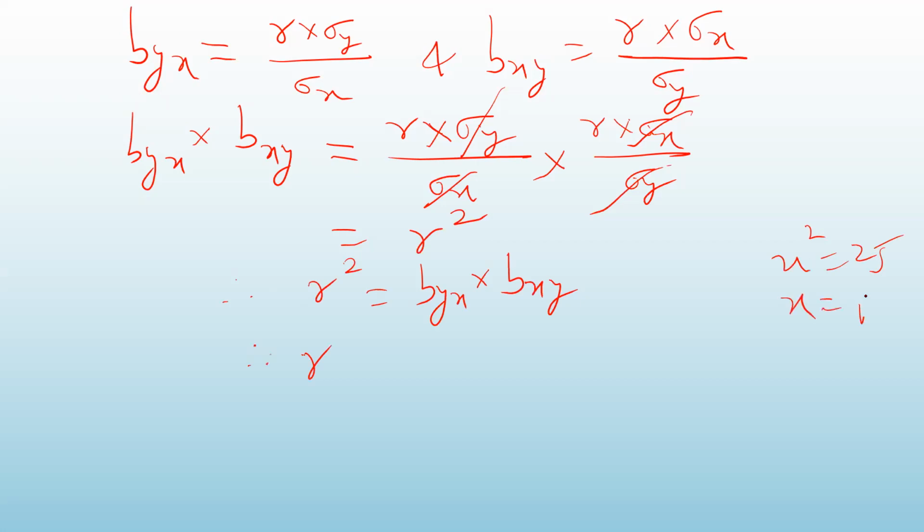It will be square root of 25. So the value of x will be square root of 25, which is 5. And also the value of x can be minus 5. Why? Because when you take the square root, you take both the signs.